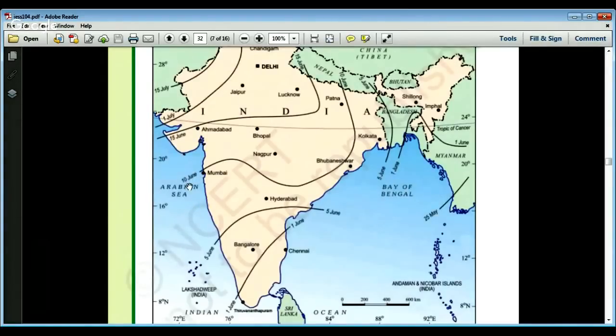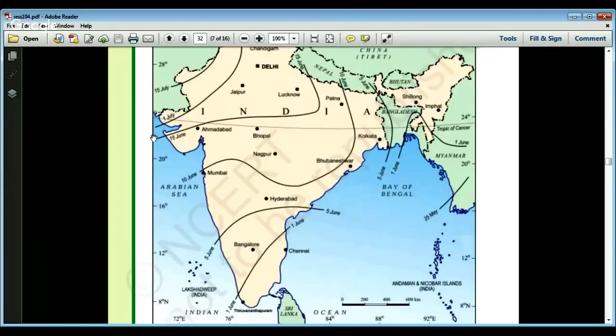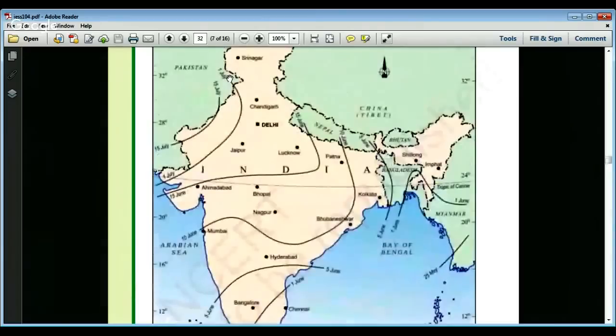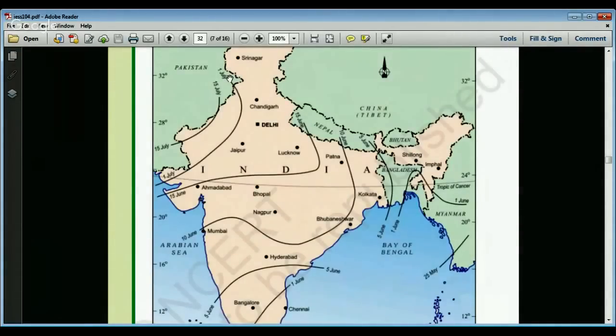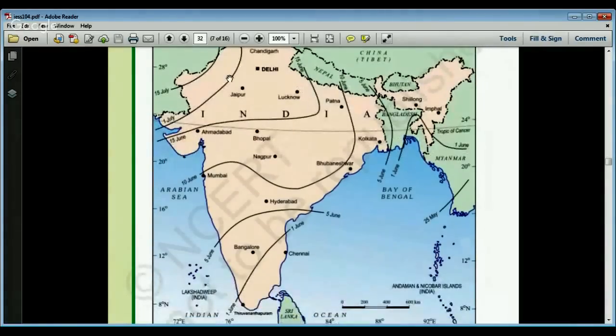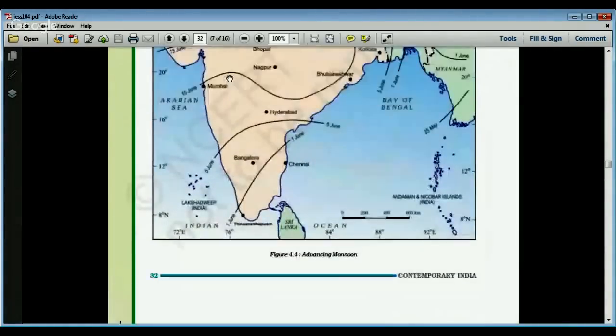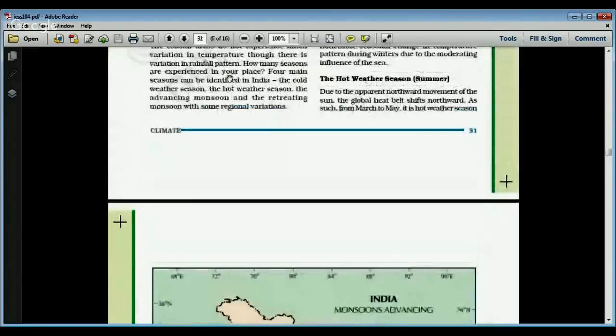And the Arabian Sea branch will move towards the north, towards the Gujarat and Saurashtra Kutch region on the 15th of June. Then on the 1st of July, it will move toward eastern Rajasthan, and on the 15th of July, it will move toward western Rajasthan. And this is the diagram showing the variation of the advancing monsoon.